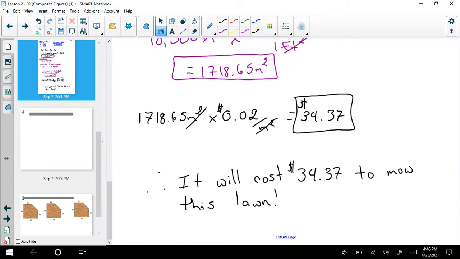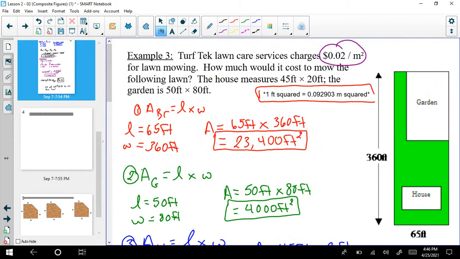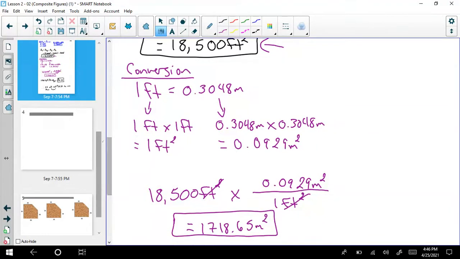Perfect. Okay, so we did all of the steps that we needed to do for this question. We did our step one, we broke it apart into shapes we knew. We found the area of each of these shapes: the big rectangle, the garden, and the house. Then our step 3 was to add or subtract the areas together to get the total area of the composite figure, so this green part here. Because we didn't want to do the garden and we didn't want to mow the house, we had to take the full area minus the garden, minus the house to get what we want to mow.